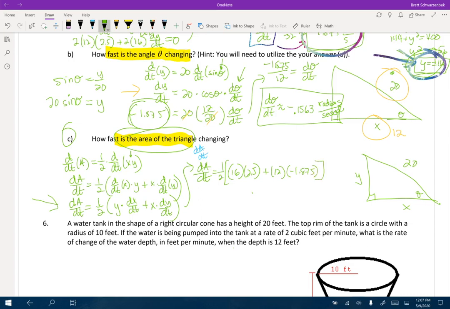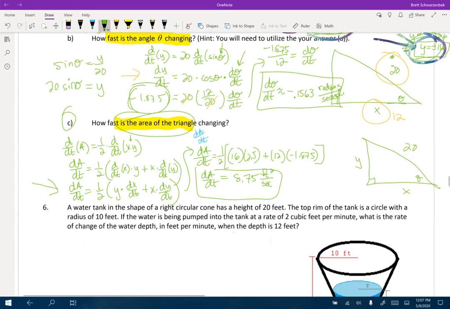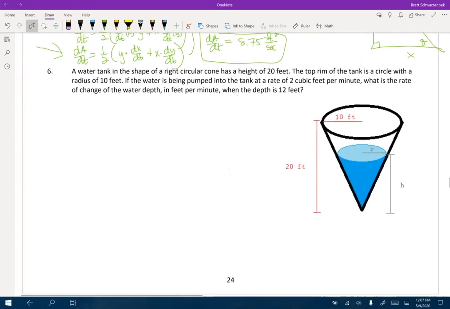So if we do the calculations we're going to get 8.75. And because it's area and we have feet and seconds, it's feet squared per second, which means this is our answer. So as the ladder moves away from the wall, the area is actually increasing at a rate of 8.75 feet squared per second.